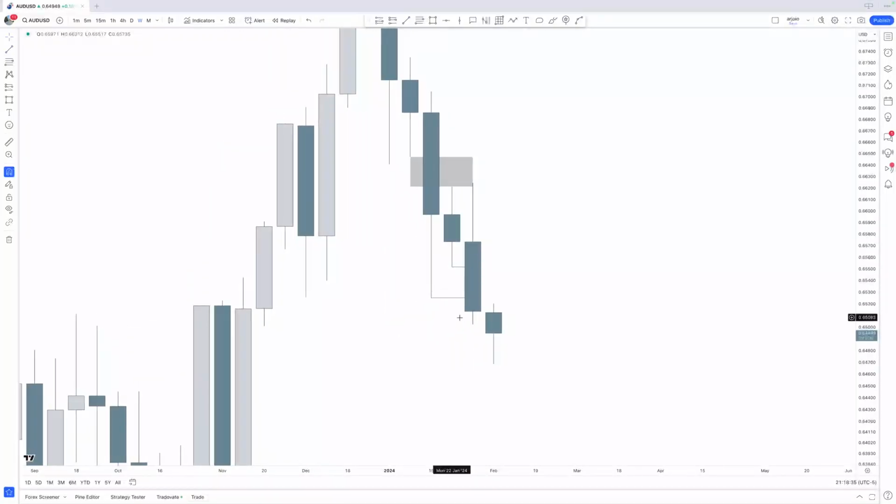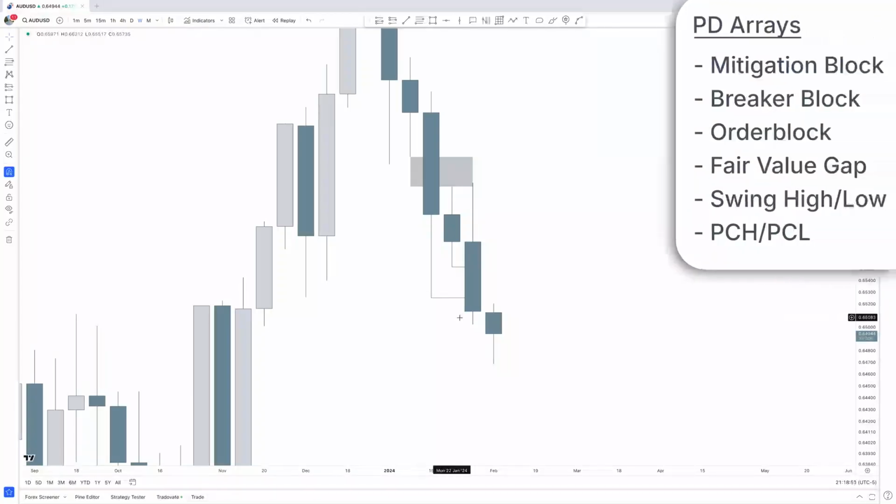Why am I marking those two? Well, that is where we need to understand what those PD arrays actually are. So which PD arrays am I using? First being mitigation block, then we have breaker block, then we have an order block, then we have fair value gaps. After that, we have swing highs and swing lows. After that, we have previous candle highs and previous candle lows.